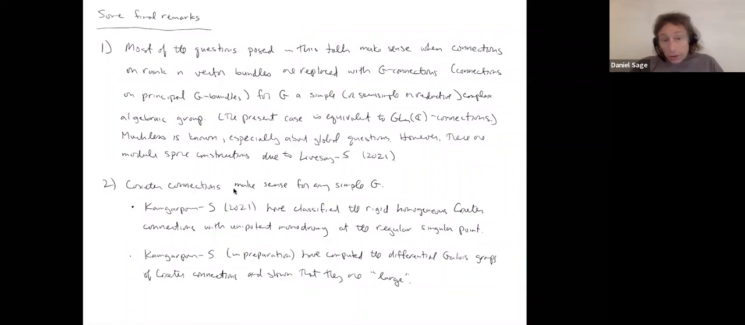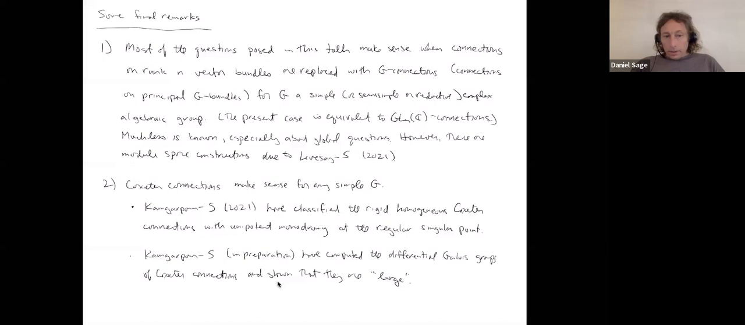But in particular, Coccidor connections make sense for any simple G. For example, Masoud Kamgarpour and I have classified rigid homogeneous Coccidor connections with unipotent monodromy at the regular singular point. We have also computed the differential Galois groups of Coccidor connections. In the same way that a Galois group can be viewed as the symmetry group of a system of polynomial equations, a differential Galois group can be viewed as the symmetry group of a differential equation. And so we've computed that.